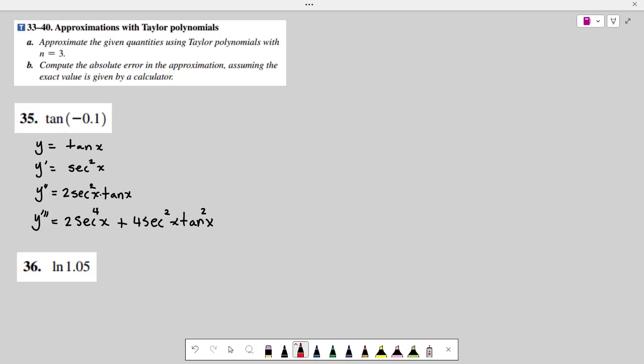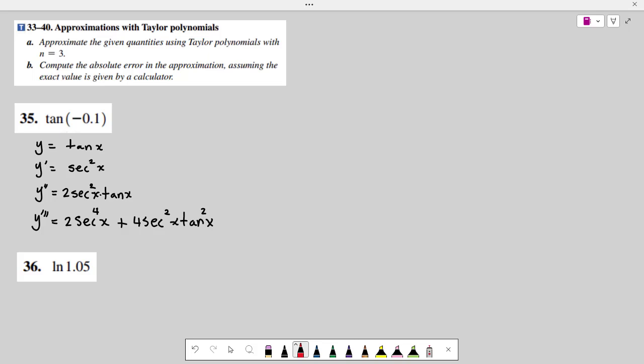And then we have to evaluate these at our center. Where's our center? So we can choose the center that we want. The idea with an approximation is that we're going to choose the center to be as close as possible to the x value. Negative 0.1 is the x value. So we want a center that's really close to that, that we can evaluate the function at without using any technology or anything like that. So the number closest to negative 0.1 for which tangent is easily evaluable? 0.